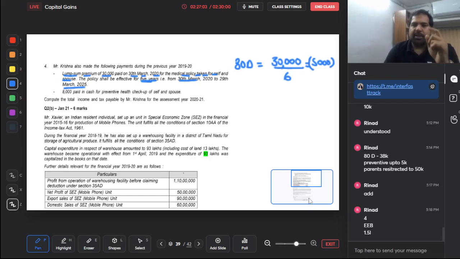We had discussed this, that whenever it's not 1st of April, it's any other date other than 1st of April, then you will do that number of years plus 1. And 8,000 paid in cash for preventive health checkup for self and spouse. In cash, can you pay? Yes, but not 8,000. The maximum limit is 5,000. Again, that is a deduction under 80D. So these are two deductions, both under 80D only.